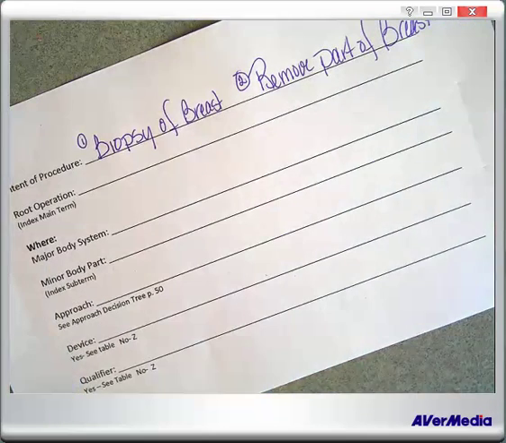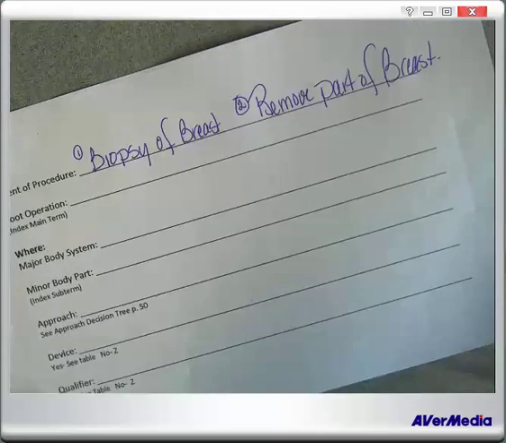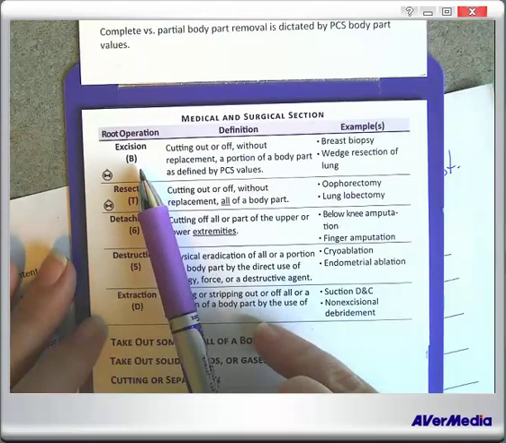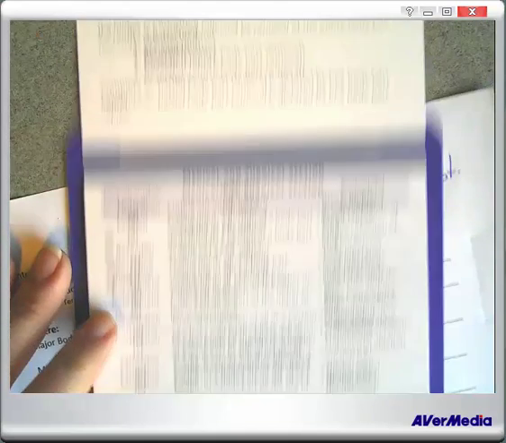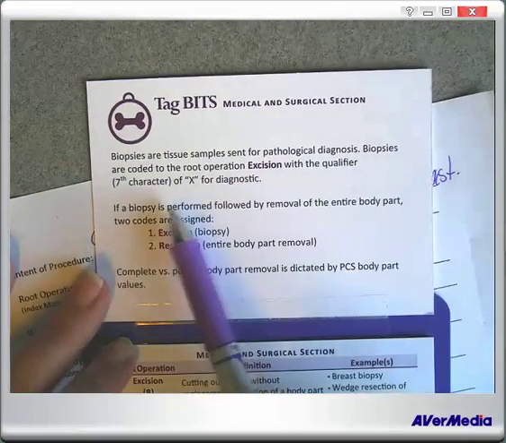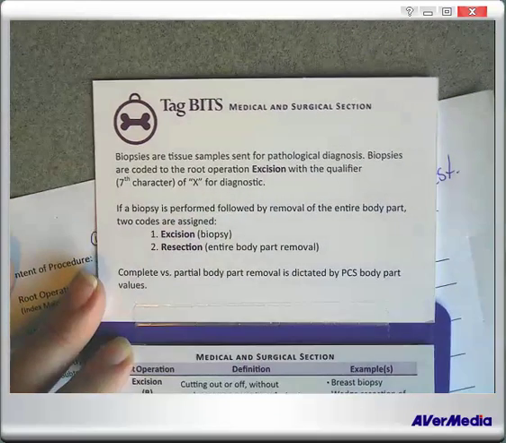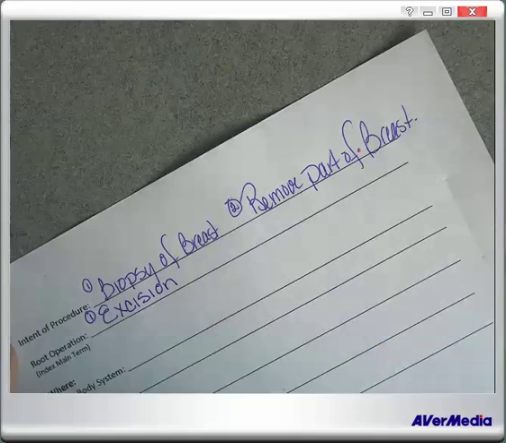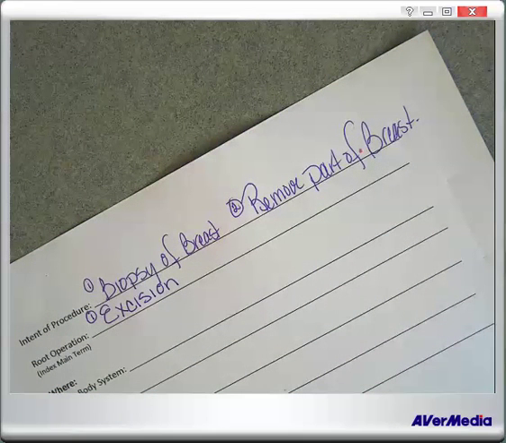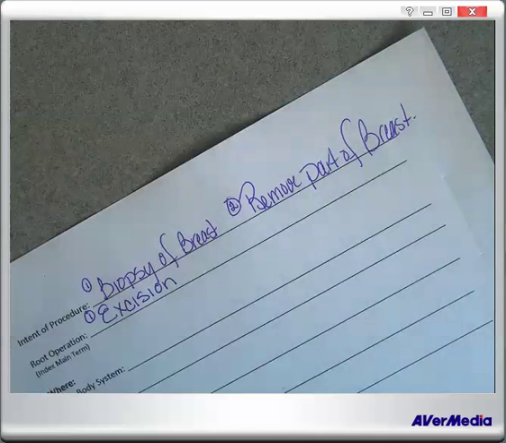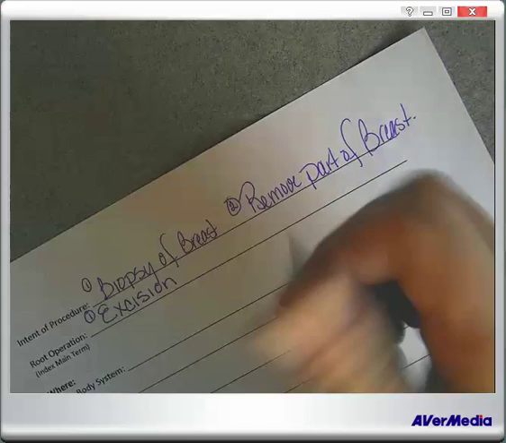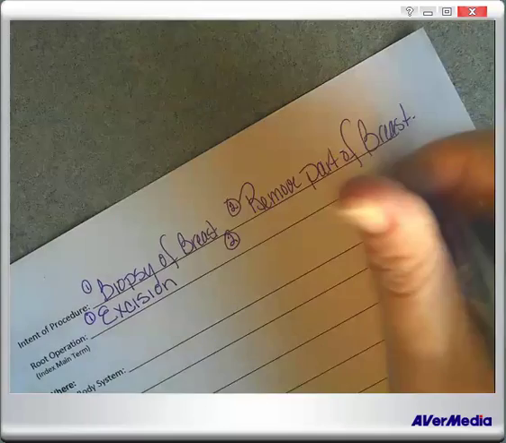So, our root operation, let's get out our flip bits. Our root operation for biopsy, we know, is excision, right? It tells us up here in our flip bits that we're going to code biopsy to excision. So we know that for our first root operation we have excision. For our second root operation, don't we also have excision because we're just cutting out or off part of a body part without replacement? We're not removing the whole breast, we're just removing part of it. We've got an open excisional biopsy of the left breast with partial left mastectomy. So our second root operation is also excision.